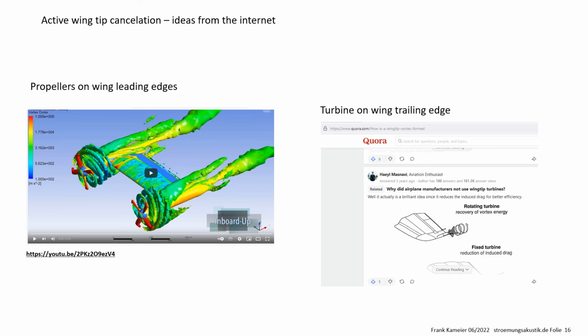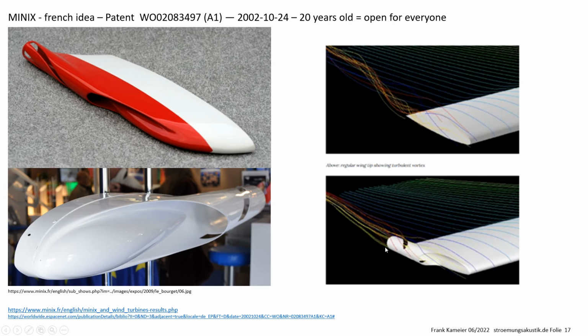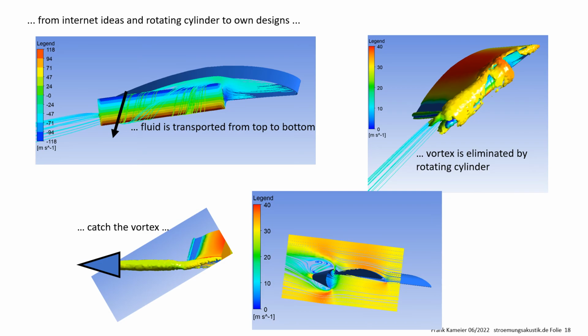I'm not the first who has the idea to reduce this blade tip, and it's quite old. Here a guy had the idea to place some propellers at the blade tips. Here someone had the idea to reduce the energy with a rotating turbine. And here is a nice design for the blade tip shape from a French engineer. It's a 20-year-old patent, but it's now free, so it's for use.